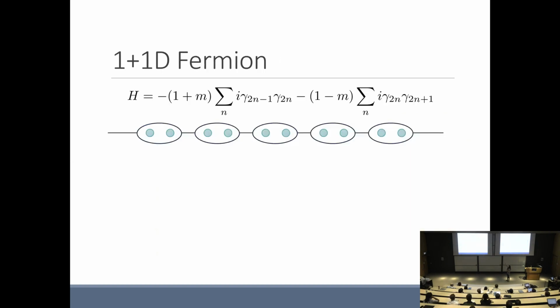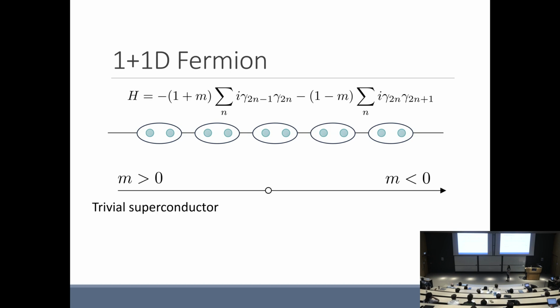And as a 1+1D fermion model, the Kitaev chain is, of course, well understood. This is the simple lattice model where you have Majorana modes, and the Majorana modes pair together. They either pair together on site or they pair together between sites. And these two limits give you the trivial and the non-trivial superconductors.